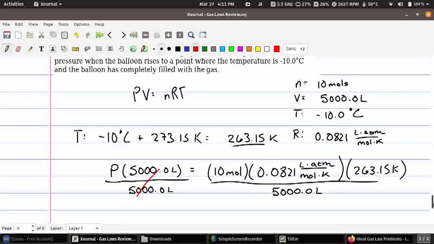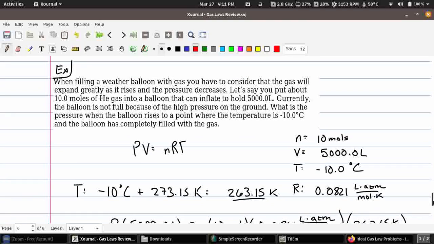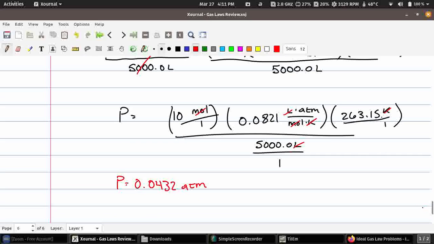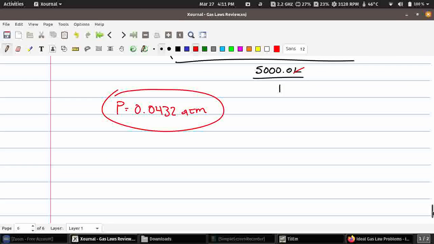Let me just double check that I put all the values in right. Yep. So that means our pressure is going to be just this. And that's how you use this equation. Let me see what I'm doing on time. So let's do a few more examples so you guys can kind of get the hang of doing these, because just seeing one example might not help you with everything.